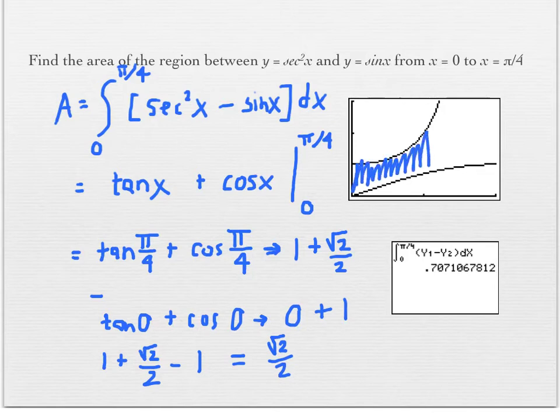between 0 and pi over 4. I've set up my scale so that's where it is. Now just to check this on our calculators, I entered those particular functions in y1 and y2, and I just used the numerical integral to calculate it, and sure enough that 0.707 is exactly the same as the square root of 2 over 2, so that works.